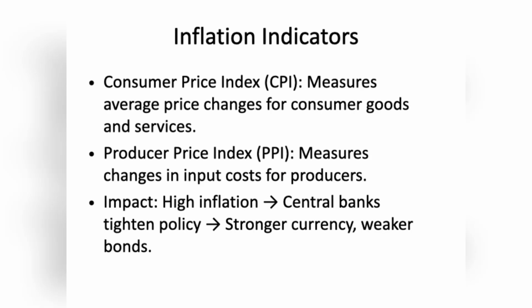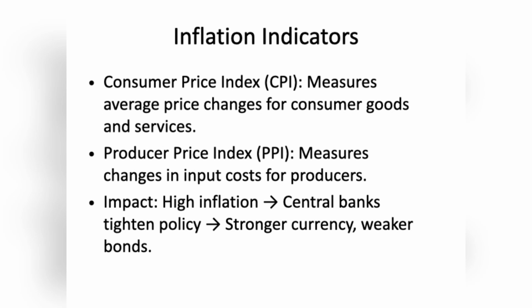The two most watched indicators are the Consumer Price Index or CPI, which measures the average price changes for a basket of consumer goods and services, and the Producer Price Index or PPI, which tracks changes in input costs for producers. The impact is straightforward. High inflation typically forces central banks to tighten monetary policy, meaning they raise interest rates to cool the economy down. This expectation of rising rates usually leads to a stronger currency but weaker bond prices.